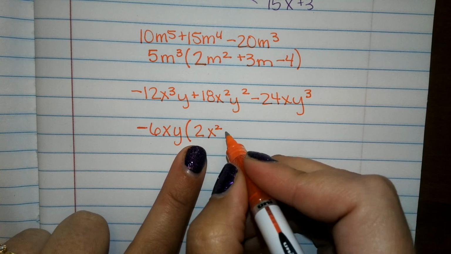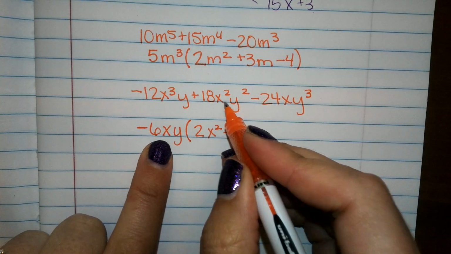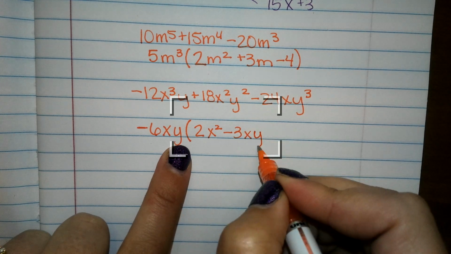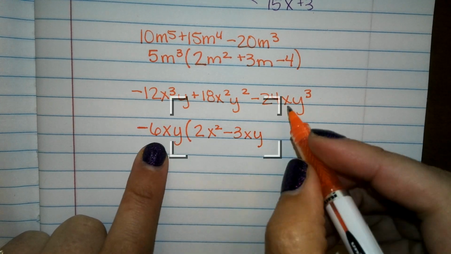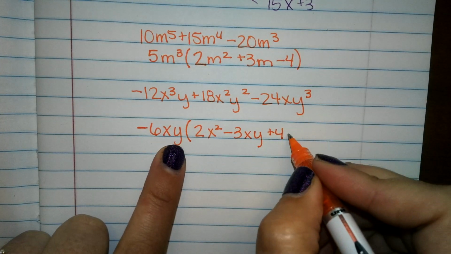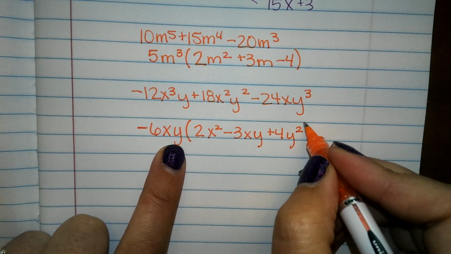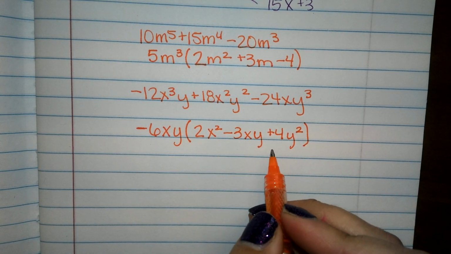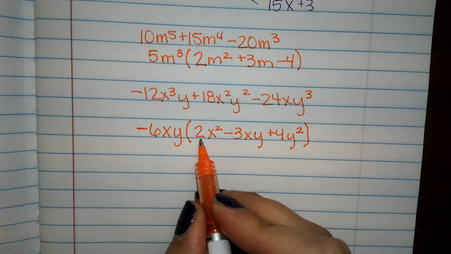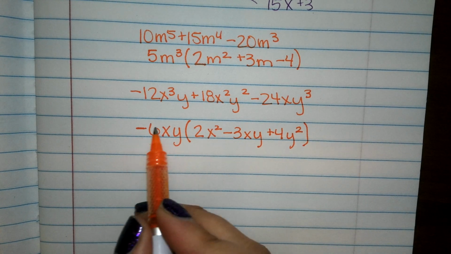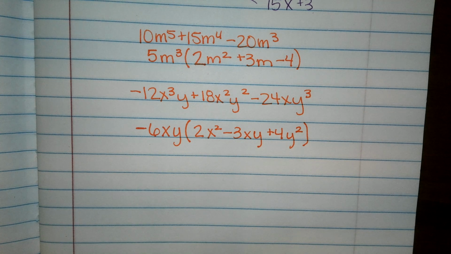18 divided by negative 6 is negative 3. I need 1 more x, and I need 1 more y. Negative 24 divided by negative 6 is 4. I'm okay with the x's, but I need 2 more y's. Now, if I look at this 2, negative 3, and 4, and they would still have something in common, I would have to pull it out, factor it out, and then multiply it back on there.